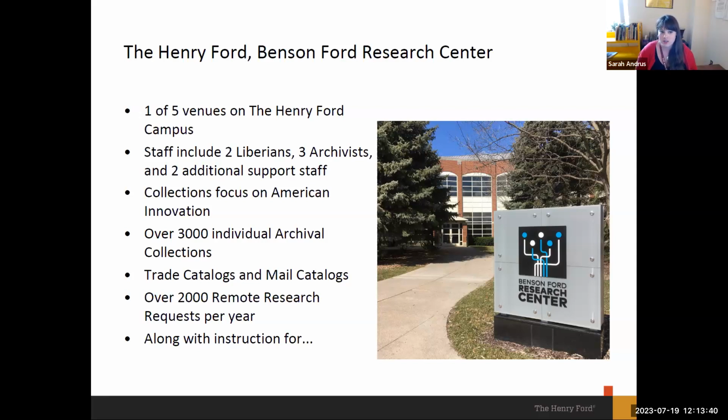Right now, our research center is answering about 2,000 remote research requests a year, and we are still closed to the public for staffing related issues that still stem from the 2020 COVID situation we're all dealing with. I only bring this up to say that we are working with 6 people instead of the 20 we were before, and we're still able to do activities like this. We have roughly 3,000 archival collections, and we do have robust trade and mail order catalog collections as well.